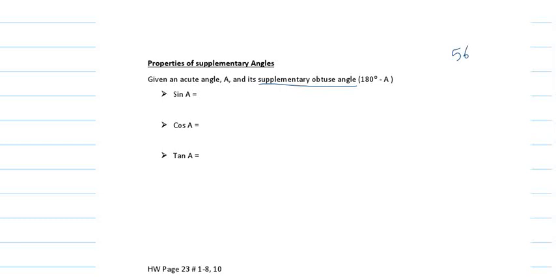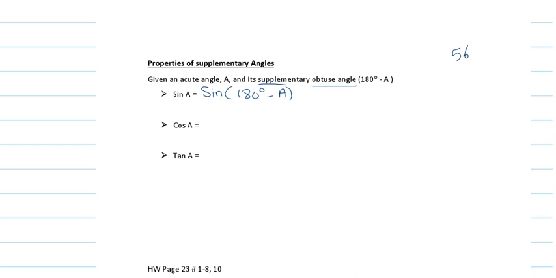What do we know about the sine of an acute angle and the sine of the supplementary obtuse angle? They're both positive and they're both equal to each other, right? So if I do sine 20 and sine 160, I'm going to get the same answer. Yes, right? So I can say that sine A is equal to sine 180 minus A.